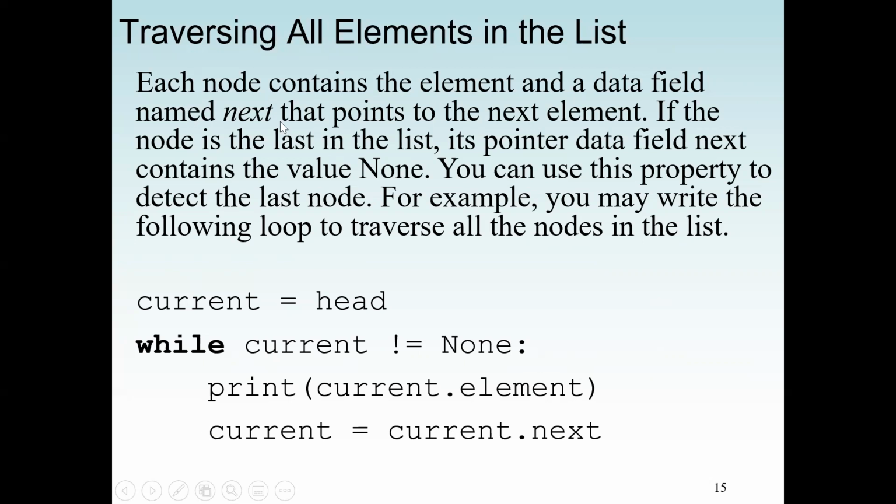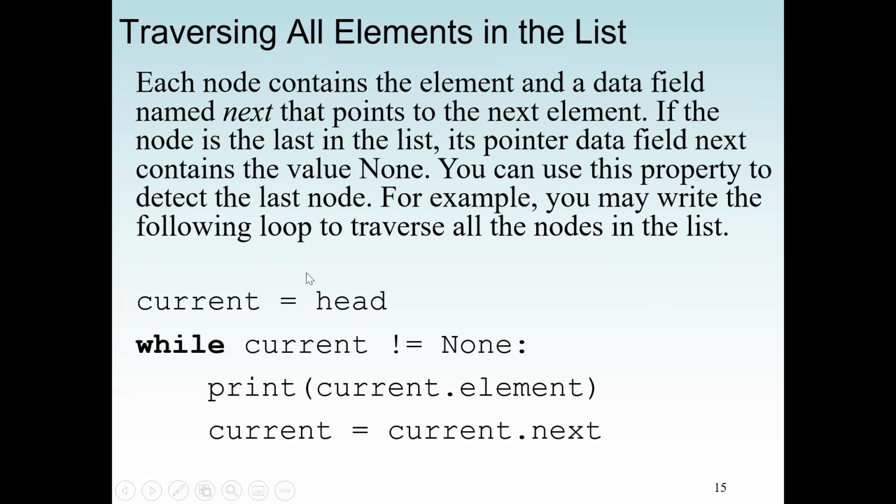So here we say that each node contains the element and also the data field named next that points to the next element, which will be the address. Now if the node is the last in the list, then its pointer data field next contains the value None. So here we can use this property to detect the last node. Here None becomes like a sentinel value for the while loop. While the pointer current has not reached None, we are going to print each element and move to the next. So for example, you may write the following loop to traverse all the nodes in the list.